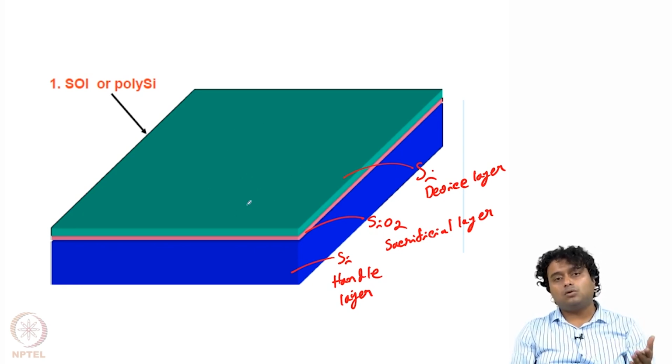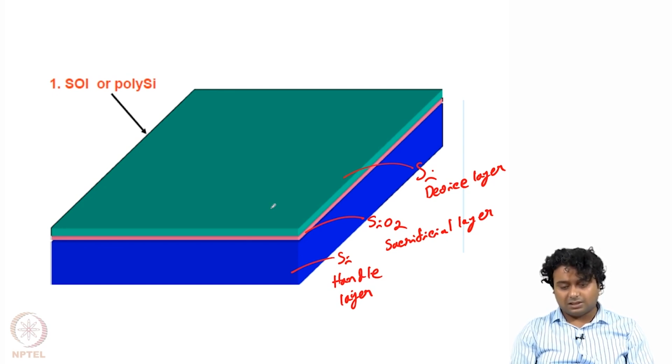Whereas if it is grown using CVD or any other technique, then it will be like polycrystalline silicon. And these kinds of silicon wafers are very popular in MEMS device fabrication.